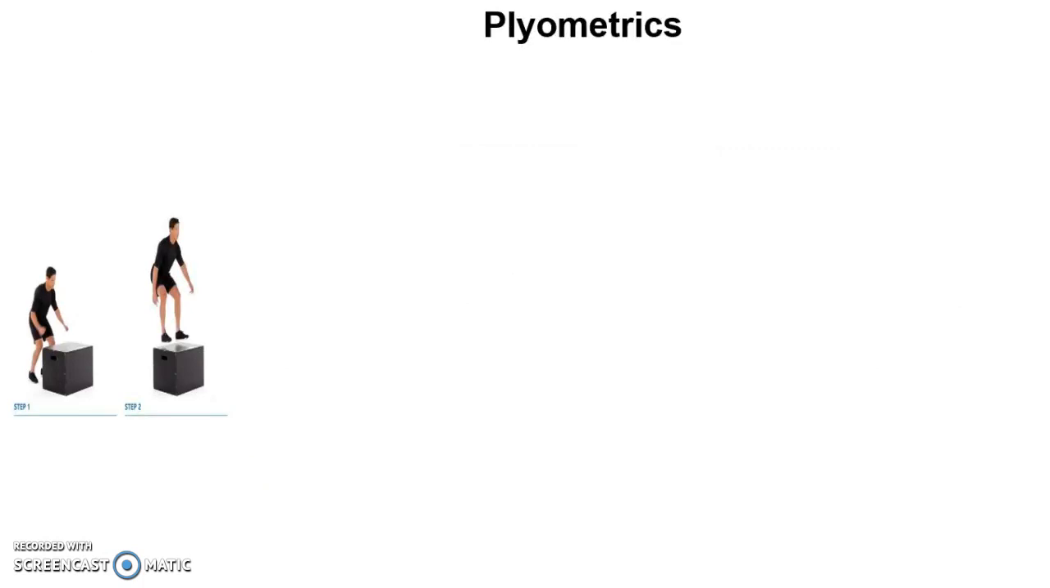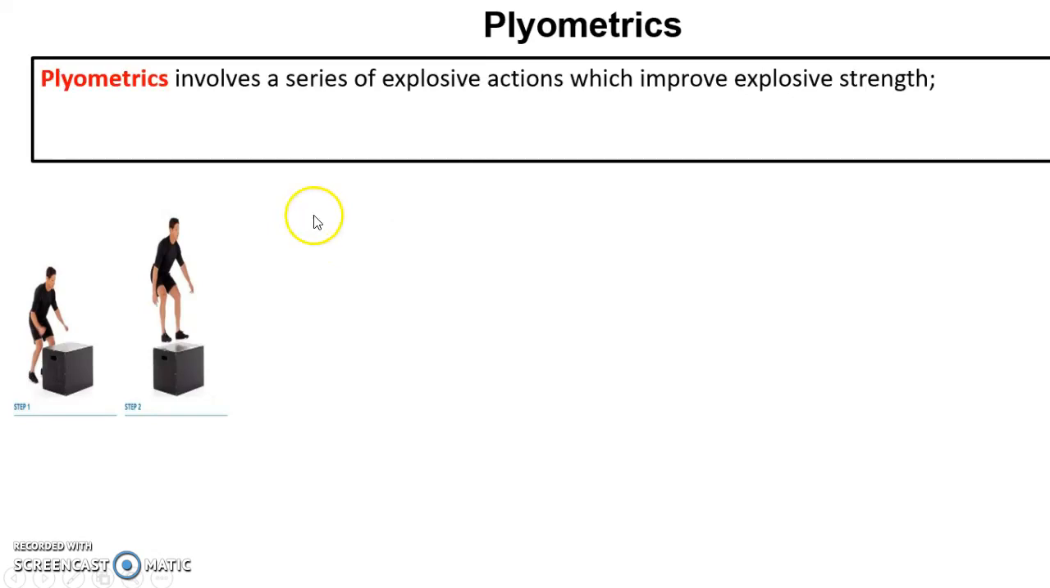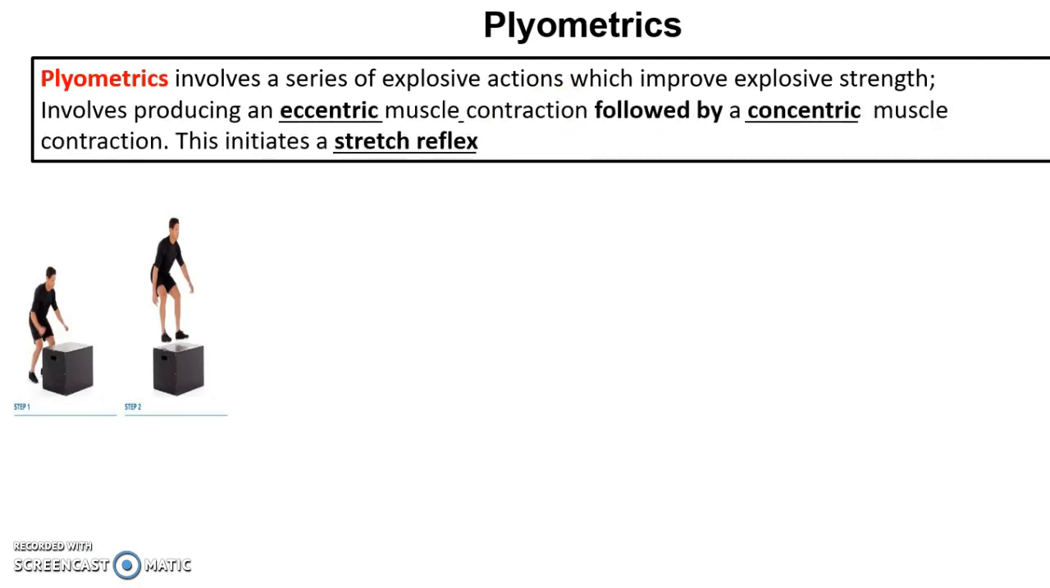So plyometrics is not based around weight. It's usually body weight, and if you're going to describe it, it basically involves a series of explosive actions which improve explosive strength. Now, the physiological principles that underpin plyometrics basically refer to you producing an eccentric muscle contraction followed by a concentric muscle contraction to initiate something called a stretch reflex.